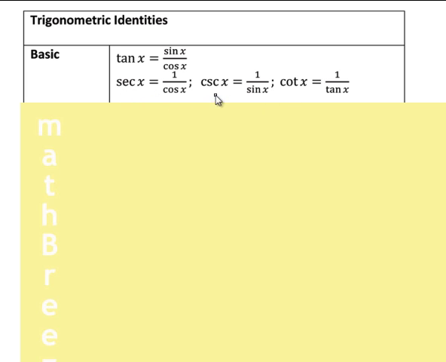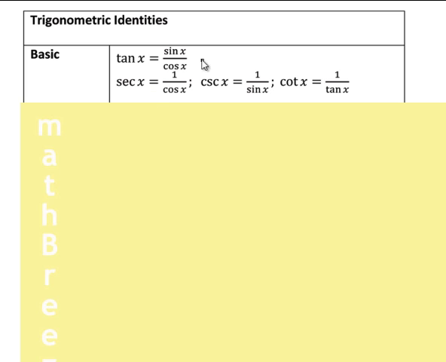Secant is 1 over cosine, cosecant is 1 over sine, and cotangent is 1 over tangent. Now, one way I like to remember these definitions is that a co goes with a function that's not a co. In other words, secant doesn't start with co, and it is defined as 1 over cosine. So you have something with a co corresponding to something without a co. And here, cosecant is equal to 1 over sine. There's a co. Sine is not a co. And cotangent is equal to 1 over tangent. So there's your co, cotangent, and tangent does not start with co.